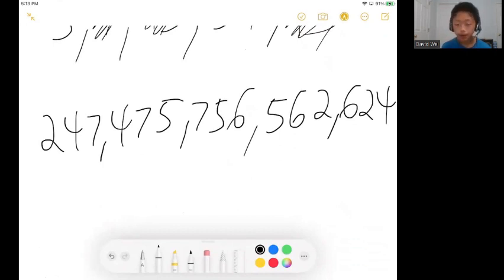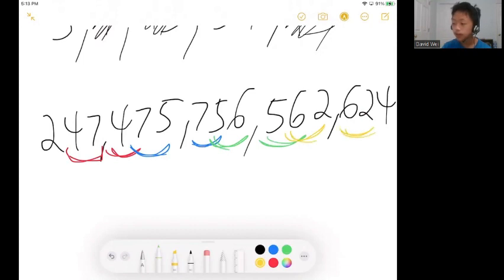Because we have 4, 7 here, 4, 7 here, you have 7, 5 here, 7, 5 here, you have 5, 6 here, 5, 6 here, you have 6, 2 here, 6, 2 here, and you have 2, 4 here and 2, 4 here. So this is just another larger sequence of numbers. In this case, instead of 3 terms, you have 5 terms, and this will help us see a pattern.